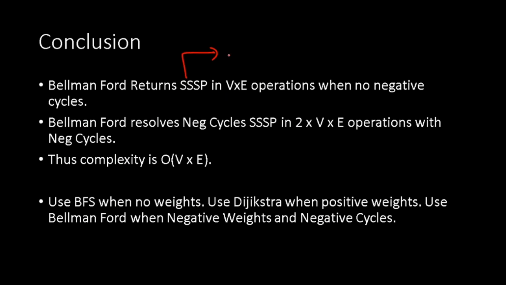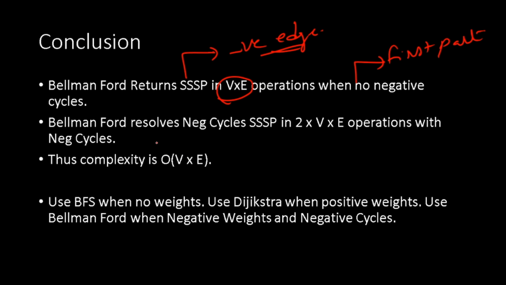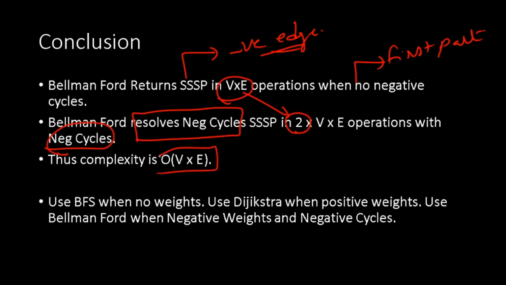So what is the solution? If you have only negative edges, if you do number of vertices times number of edges, you get the answer. First part. Further, if there are any negative cycles, if we just do this twice as much, we can get the negative cycles also. So in other words, the complexity is order of number of nodes times number of edges, order of VE. So this is a very important conclusion.